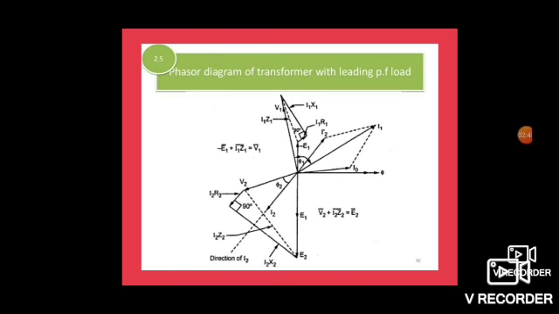Then we have to draw the value of V2. First take the value of I2, then draw the drop I2R2, which is parallel with I2. Then draw the I2X2 drop at 90 degrees with the I2R2 drop. The resultant value of I2R2 and I2X2 is I2Z2. That I2Z2 plus E2 is equal to V2, which has a phase lead of phi 2 degrees with I2.